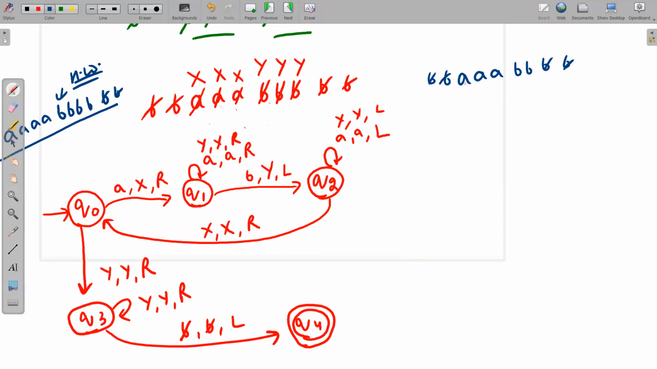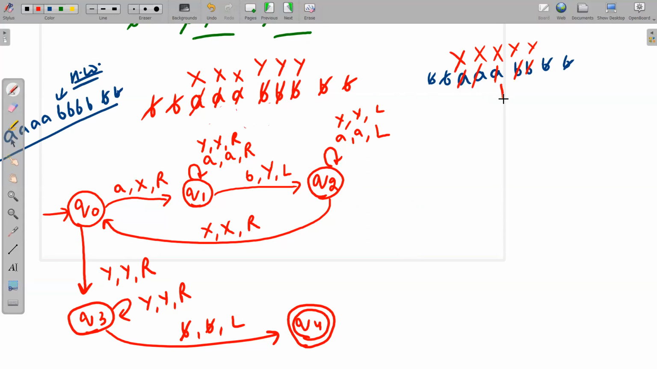See here carefully on Q naught. I won't refer to this; I will just try to visualize everything, so please try to visualize with me also. A will be cut as X, and we will move forward and cut this B as Y. Now cut this A to X, cut this B as Y, and cut this A as X. So A is made X, and the Turing machine moves to the right from Q naught.